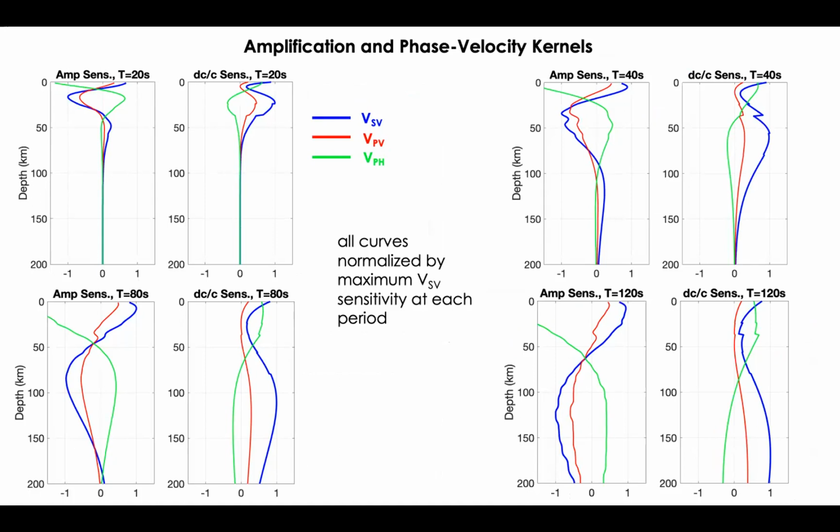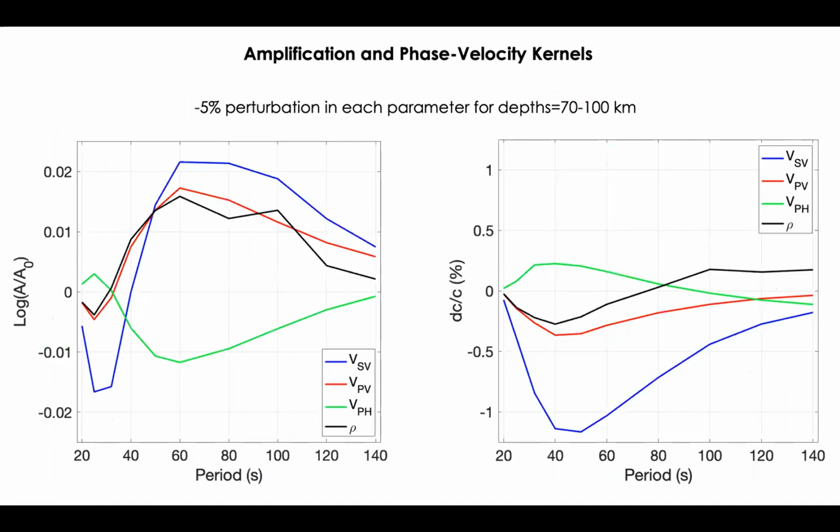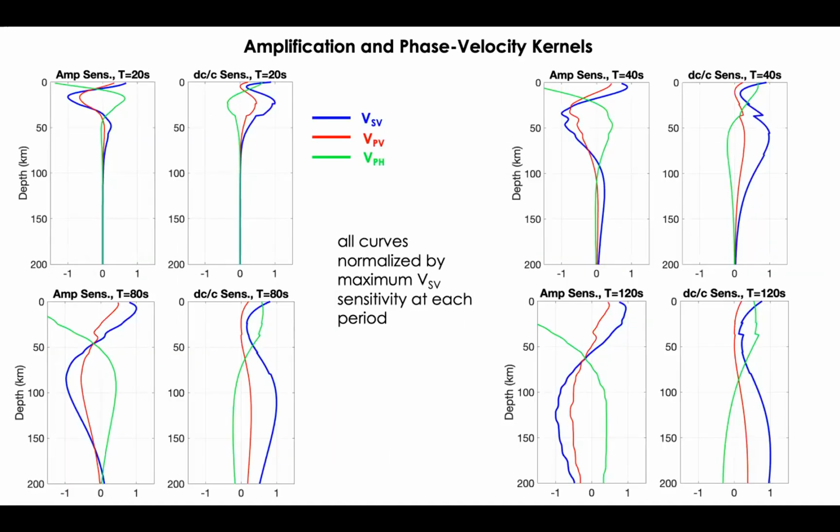And there's 3 main points I want to make here. First, the sensitivity of amplification to these parameters is not so different from the sensitivity of phase velocity. The 2 sets of kernels have pretty similar shapes, and the depth of peak sensitivity increases with period for both. Second, however, the depth of peak sensitivity for amplification is slightly shallower than for phase velocity at a given period. For example, at 40 seconds on the right, the peak is at around 40 or 50 kilometers for amplification versus 60 or 70 kilometers for phase velocity.